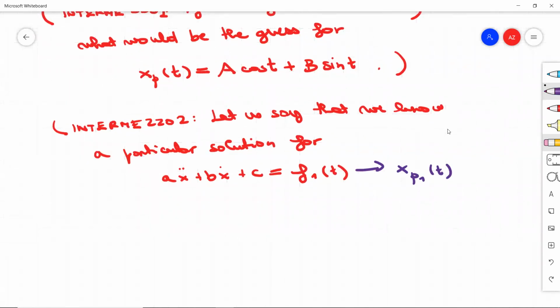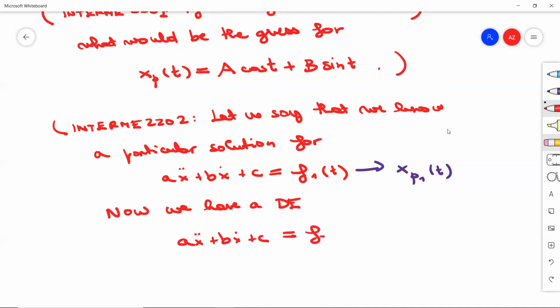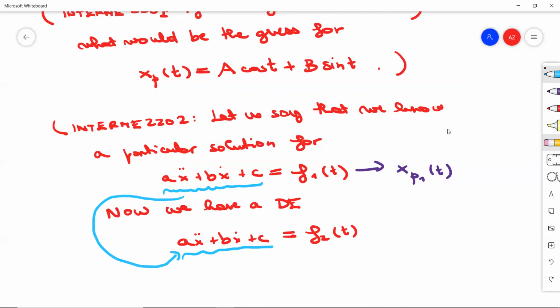And now we take the same homogeneous part, but change the right-hand side. Now we have a differential equation a x double prime plus b x prime plus c x is equal to f2 of t. So what we notice is that both left sides are the same. And let's say that we also know the solution to this second non-homogeneous DE, which is xp2 of t.